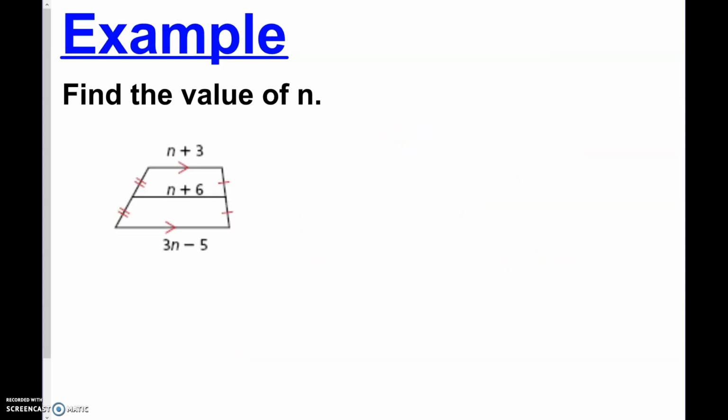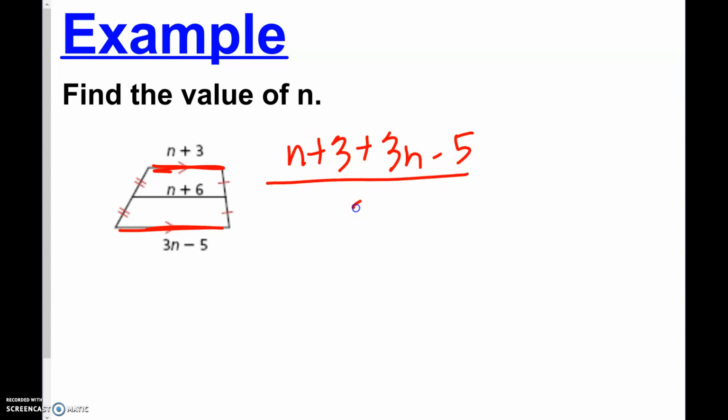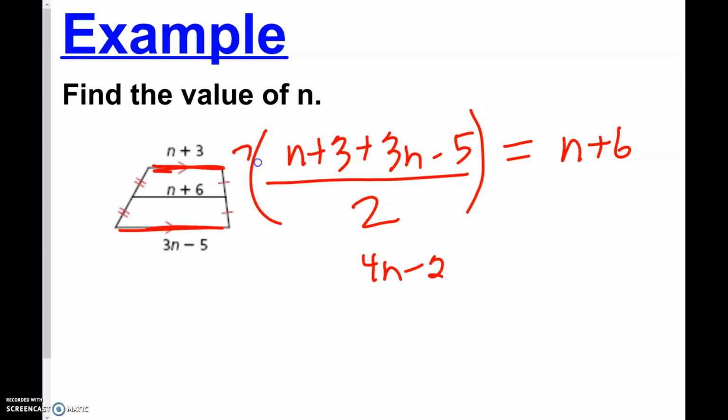All right, find the value of n. Well, when we add the bases, 3n minus 5 and n plus 3, and divide that by 2, we have to get the mid-segment, which is n plus 6. So I'm going to combine my like terms on top. 3n plus n is 4n, and 3 minus 5 is a negative 2. And at the same time, I'm going to multiply both sides by 2. So I get 2n plus 12 by using my distributive property.